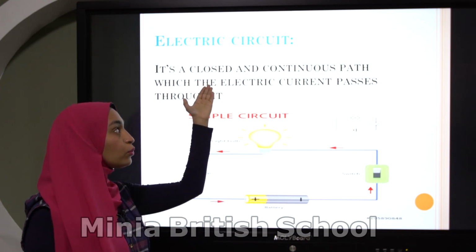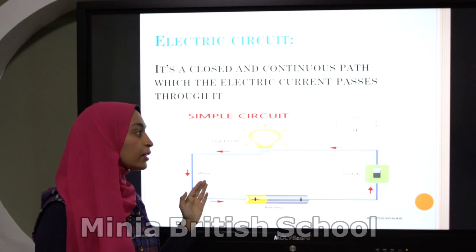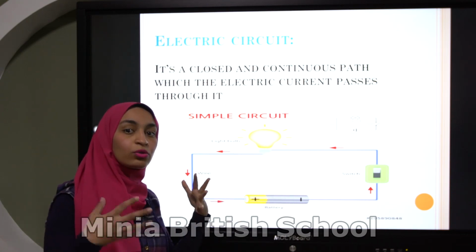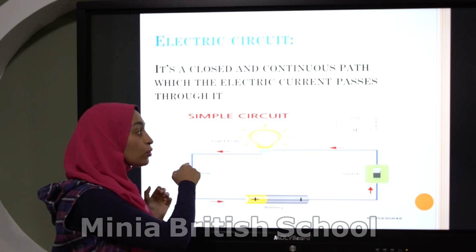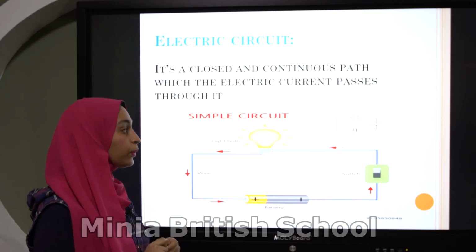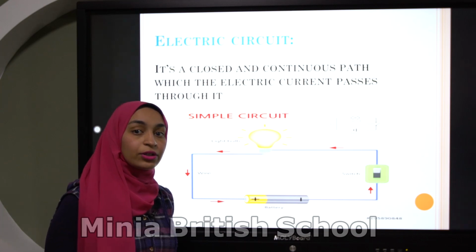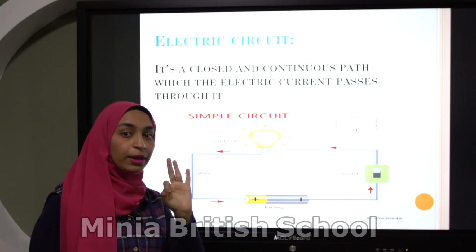What is the meaning of closed? Closed means all its parts must connect together. Each part must connect with the other parts. Okay, the electric circuit consists of 3 main parts.